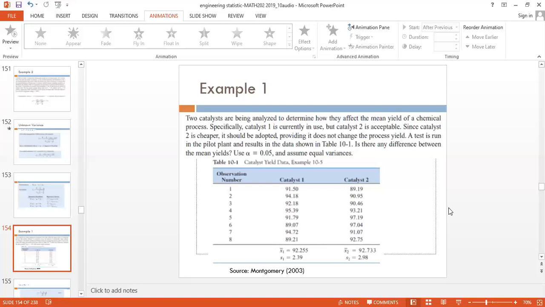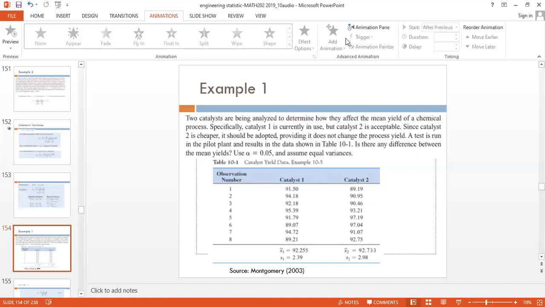Is there any difference between the mean yield? Use alpha equals 0.05 and assume equal variances. Like you can see, the source is from the reference text, Montgomery, Applied Probability and Statistics for Engineers. So we have the data: the mean yield for 8 observations for catalyst 1 and for catalyst 2.